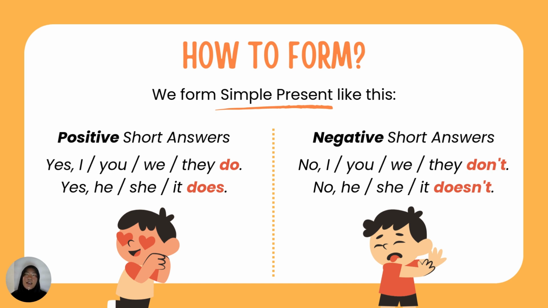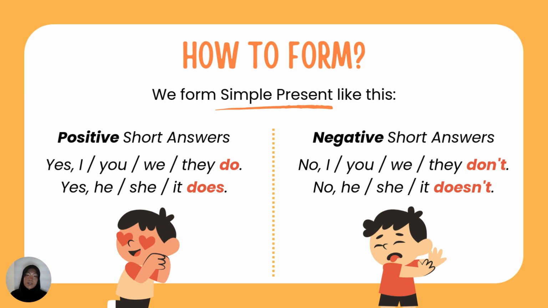Let's say I ask you a question about your preference. Do you like animals? I know, yes, you do. And yes, we do. Yes, they do. But for third person, yes, he does. Yes, she does. Yes, it does.